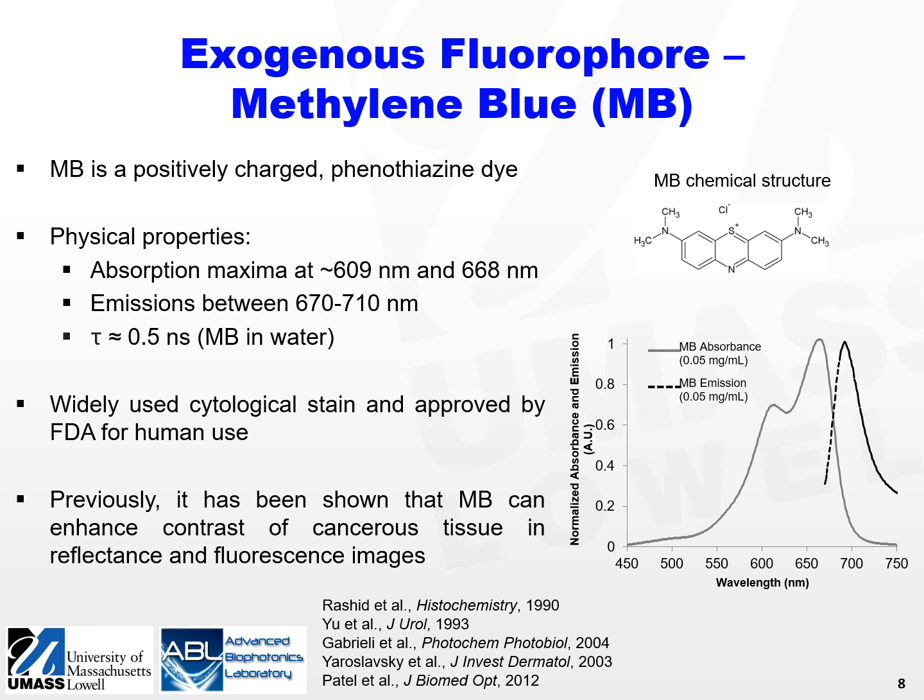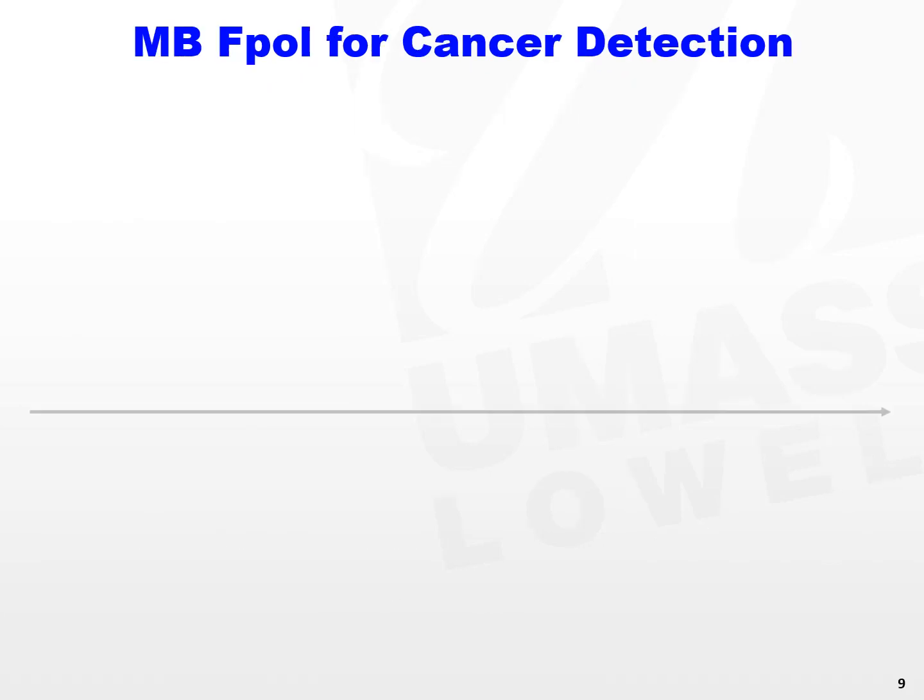It is a widely used cytological stain that is already approved by the United States FDA for human use. Previously, it has been shown that methylene blue can enhance the contrast of cancerous lesions in reflectance and fluorescence images. We are exploring methylene blue fluorescence polarization for cancer detection. Some previous work that has been conducted in this area includes the following.